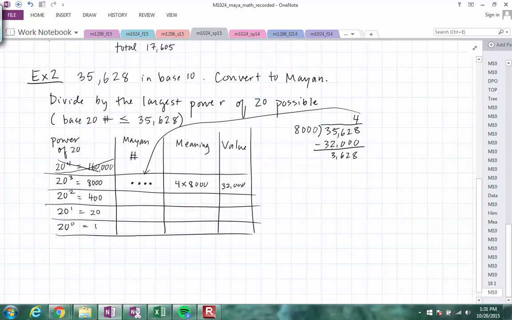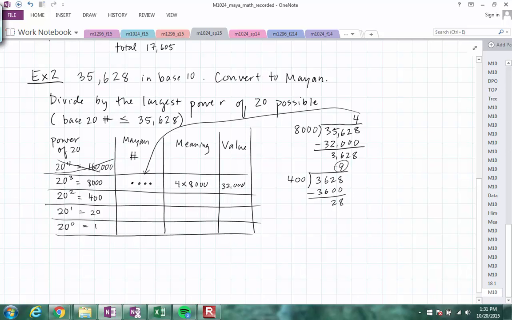And also part 2. Next thing. We're not trying to represent exactly 32,000, we're trying to represent 35,628. So what we need to do next is see with the remainder, 3,628, how we are going to represent that with the remaining place values that we have. So what you do is you try to divide by the next lower power of 20. In this case, it's 400, and because 400 is less than 3,628, it's going to divide it. Again, you can use your calculator to help you a little bit to get the whole part out here. But 9 is the whole part. 9 times 400 is 3,600. And then our remainder is 28.